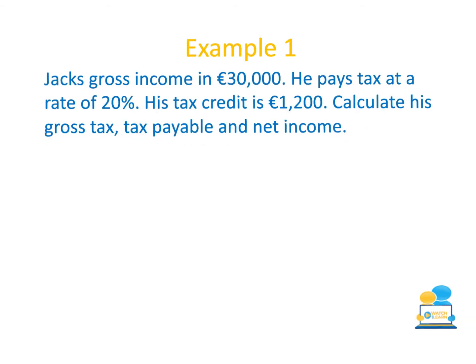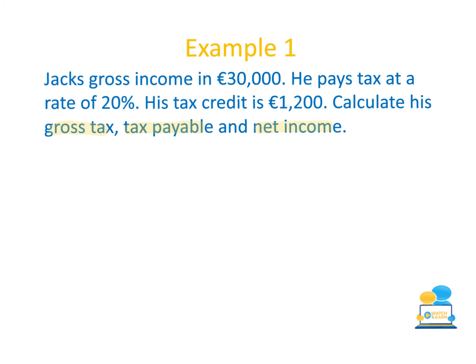So the first question we're going to look at is an income tax question. It says that Jack's gross income is €30,000. He pays tax at a rate of 20%. His tax credit is €1,200. Calculate his gross tax, his tax payable, and his net income. So in this question here, they've asked us to find three things: Jack's gross tax, his tax payable, and his net income.